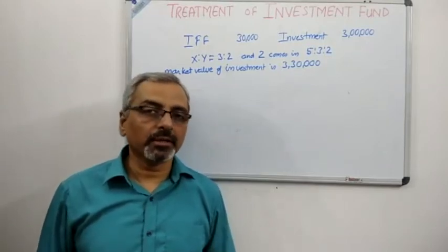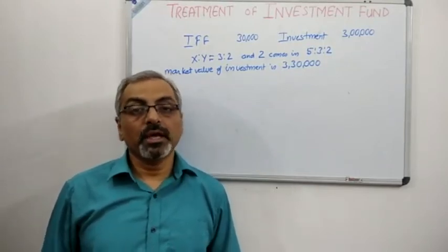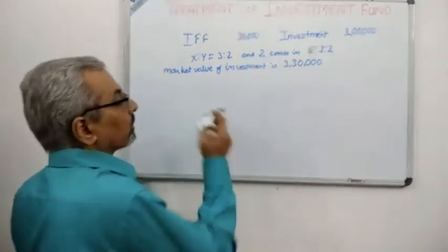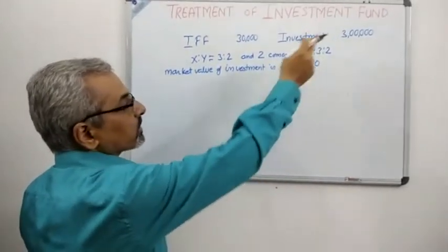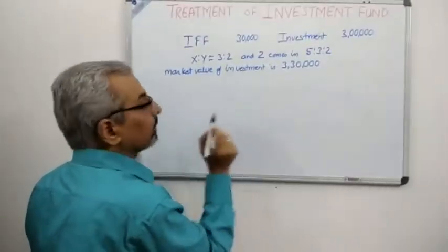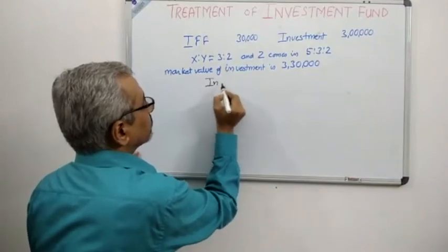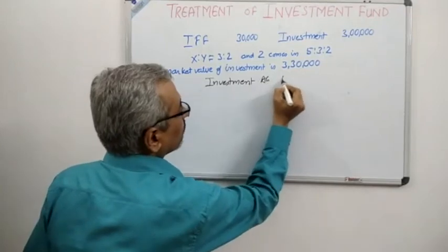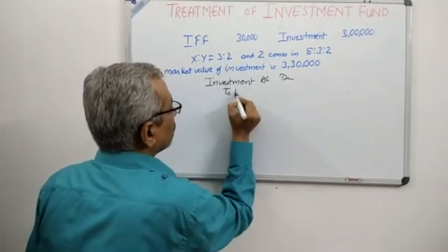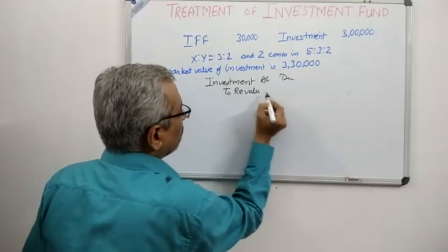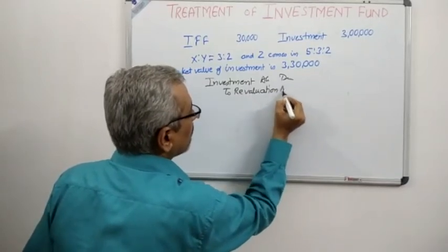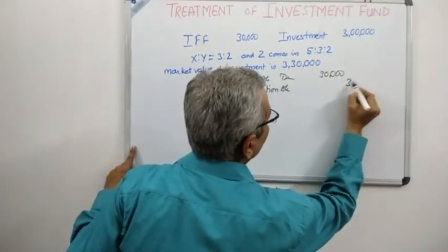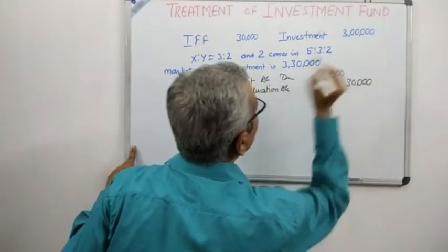So first we'll take the case of the increase in value of investment and then we'll go with the treatment of investment fluctuation fund. So the first entry over here, see very carefully, the value of investment has gone up by 30,000 and the journal entry in that case would be investment account debit to revaluation account 30,000. I hope this is very clear. From 3 lakh it is becoming 3 lakh 30,000.